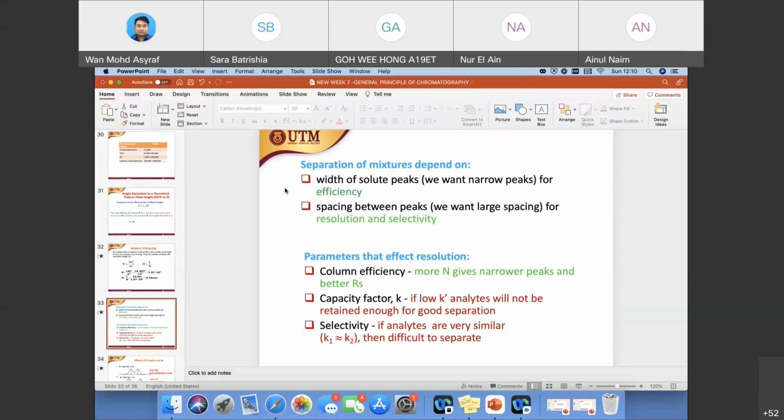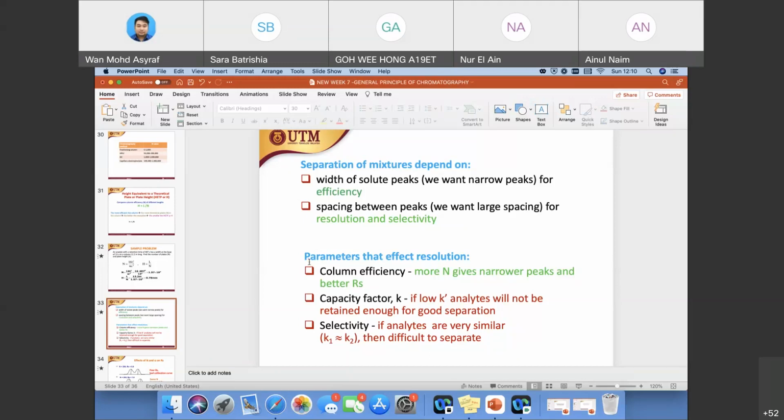Alright, the spacing between the peaks is resolution and selectivity. So we want a narrow peak because the narrow peak shows that it is efficient, and we also want the space between the peaks. We want a large spacing lah, but not too large. More or less 1.5 or 2.0 resolution.